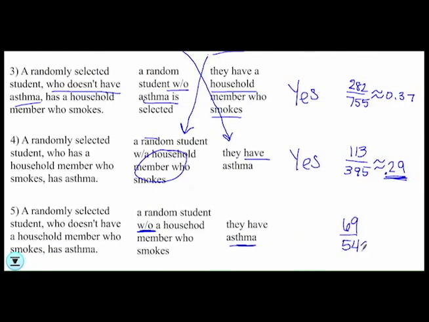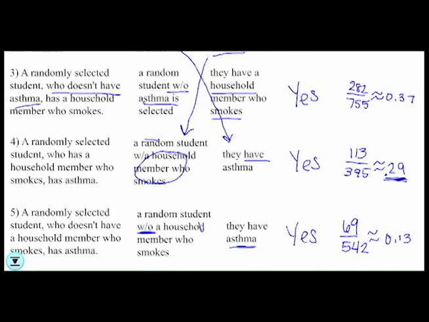And again, I would say this is conditional probability because it has this initial condition, without a household member who smokes. So looking at my calculator, 69 divided by 542 would give me about 13%. So there's about a 13% probability that a random student who doesn't have a smoker in their house has asthma.